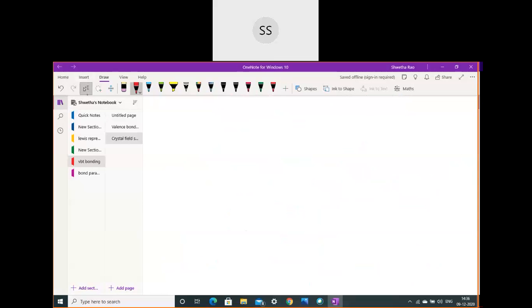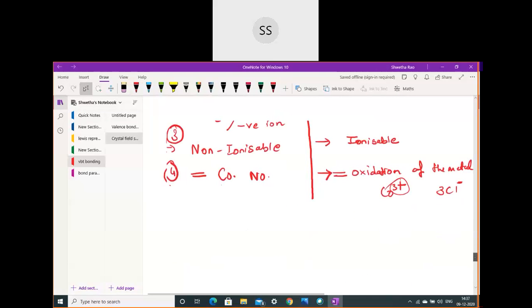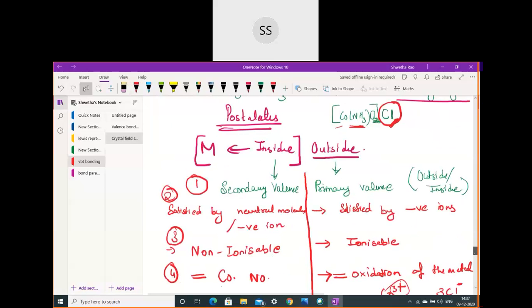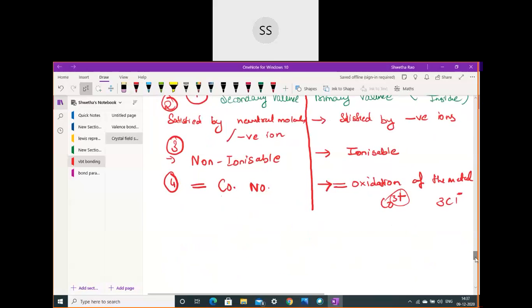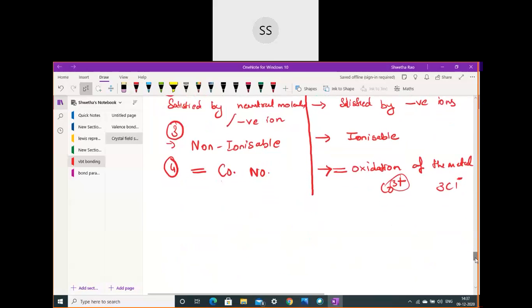Now one more, the last one: primary valences are usually non-directional. Primary valences are non-directional in nature, they don't have any particular direction. Like KCl, I can write it in any direction, K and then Cl. It can be written in any direction, so there is no particular direction as such. Like that only, the negative ions which get linked to the complex ion are non-directional in nature.